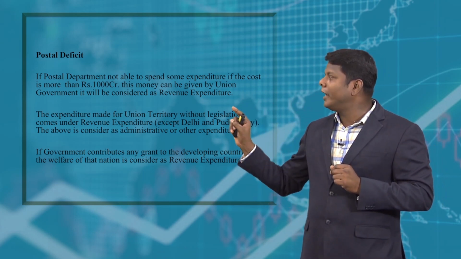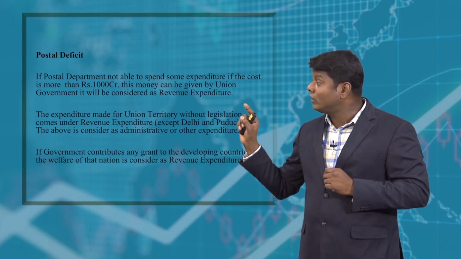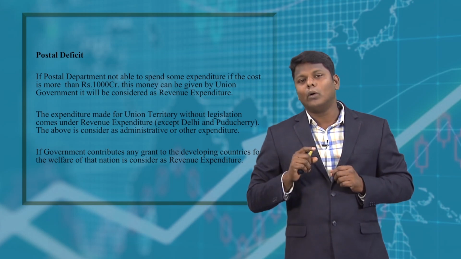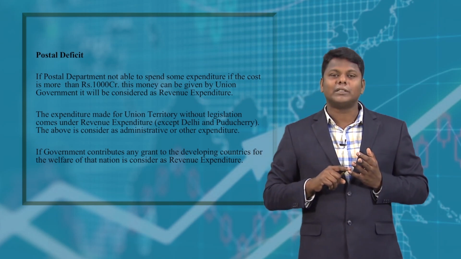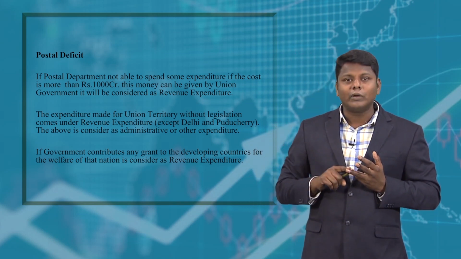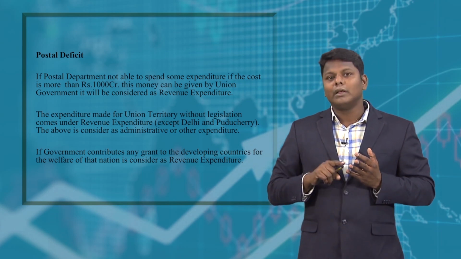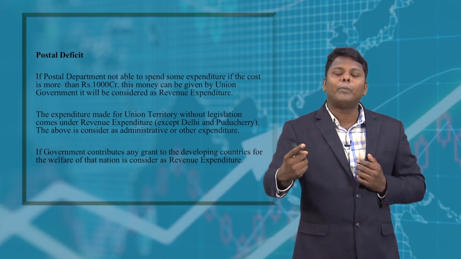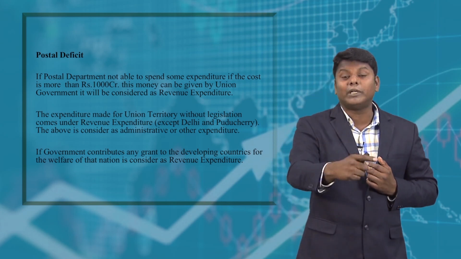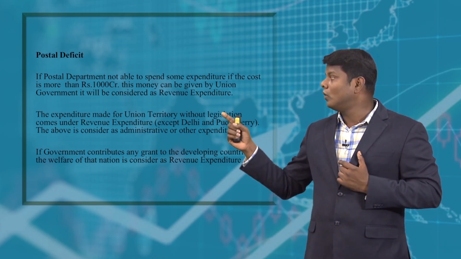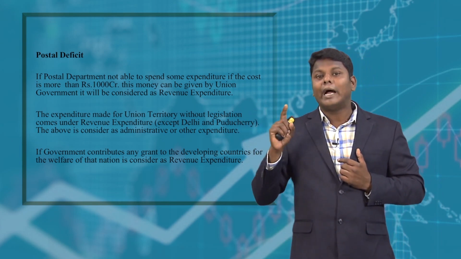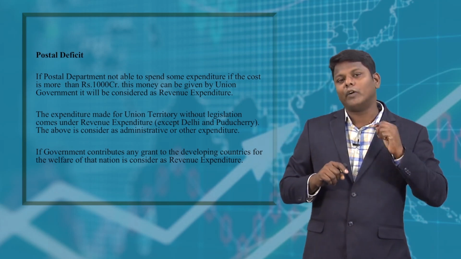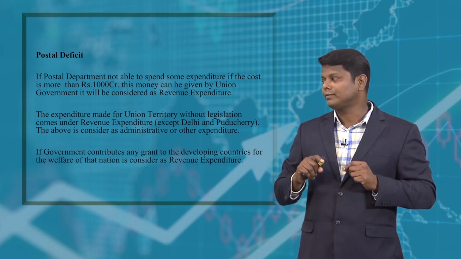The expenditure made for union territory without legislation comes under revenue expenditure. So there are two types of union territories, with legislation and without legislation. See, the money which is spent for administrative purposes for those without legislation, except Delhi and Puducherry, is called administrative expenditure. This comes under revenue expenditure for the Union government.